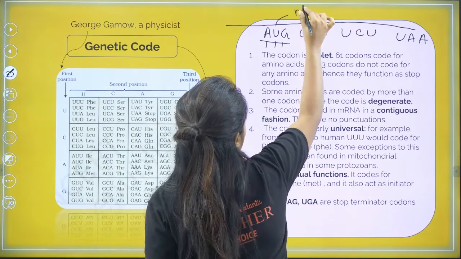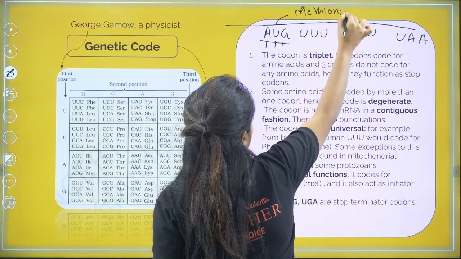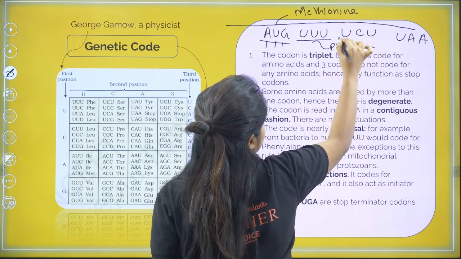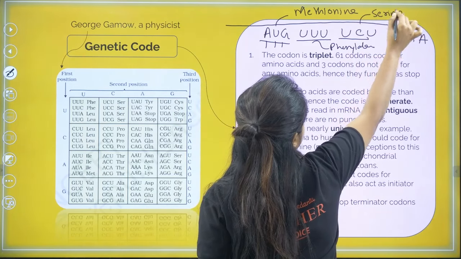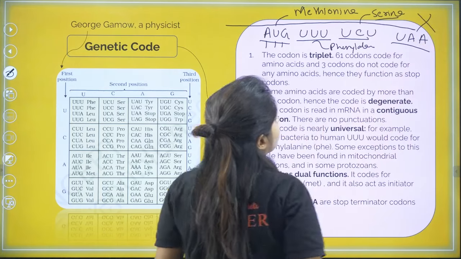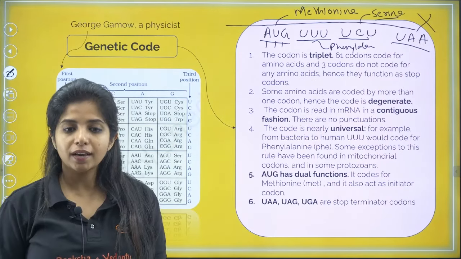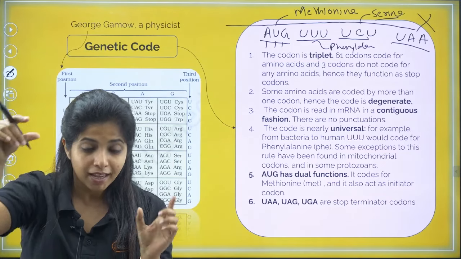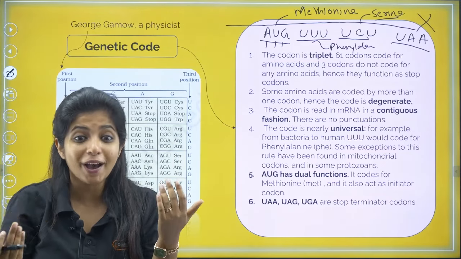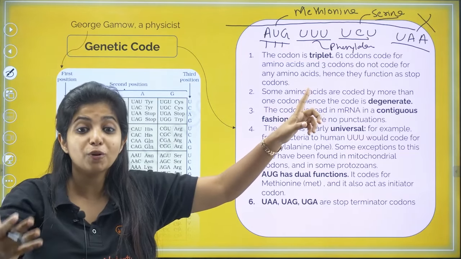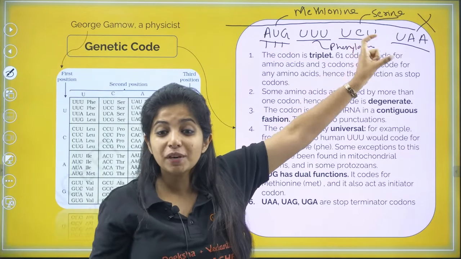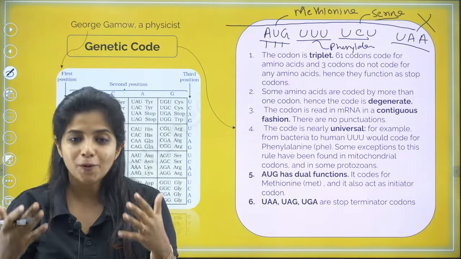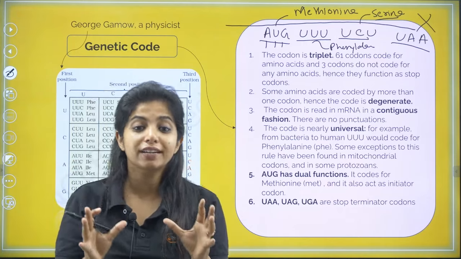AUG is for an amino acid that is known as methionine. UUU is for another amino acid that is known as phenylalanine. UCU is for another amino acid that is serine. UAA is the one that stops everything. That means what, my dear children? Each codon which is there, it is specific for one amino acid. And proteins are made up of amino acids, and I told you mRNA is going to help in the formation of proteins. So mRNA has that information as in what amino acids have to be made, and these amino acids come together to form what? Proteins.